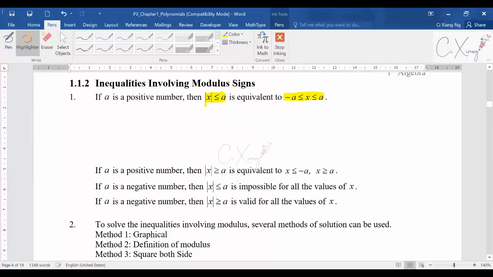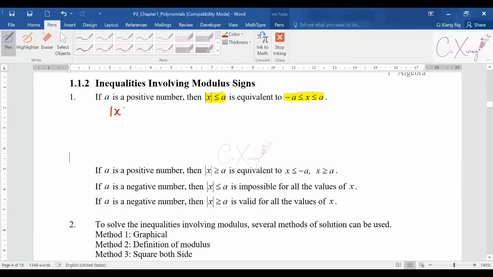When we have modulus x smaller than or equal to a, why is x between negative a and a? I think we learned this before in Statistics 1 also, with the normal distribution involving the modulus sign. So this is how we write out the result. Maybe we can take one example.